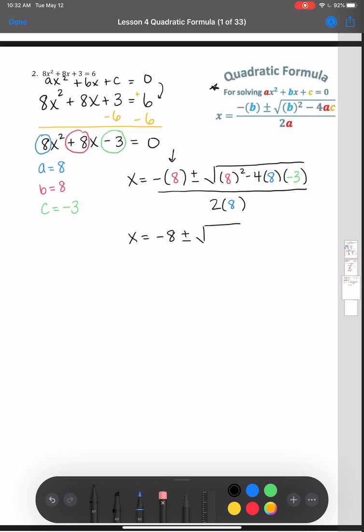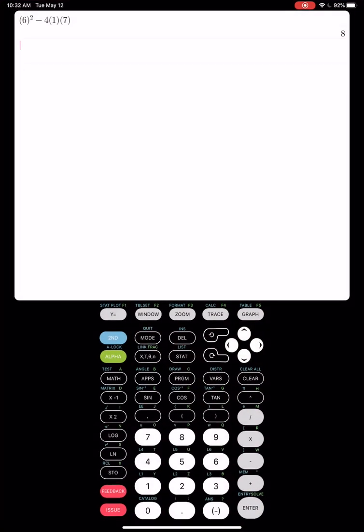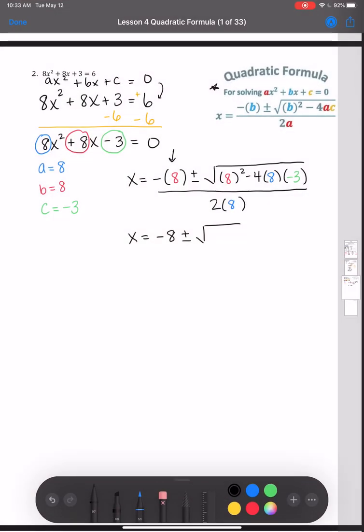And remember now what's underneath the radical, we're going right to our calculator. So we're going to put in just what's under the radical. Remember, you don't include the radical. So it's 8 squared minus 4 times 8 times negative 3. And that gives us 160. So we come back and fill in 160, all divided by 16. 2 times 8 is 16.